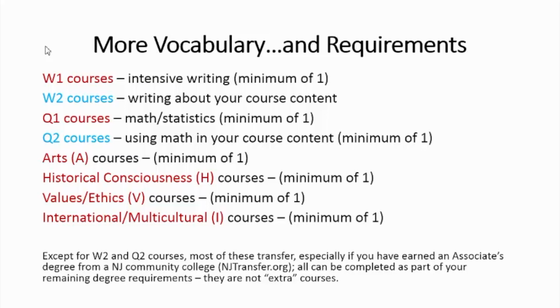Every student must take at least one arts course designated by an A, at least one history course, at least one values or ethics course, and at least one international or multicultural course. And except for the W2 and Q2 courses that are in blue, all of the others can be transferred from your other institutions, and particularly if you went to a New Jersey community college, because their core requirements basically follow these.